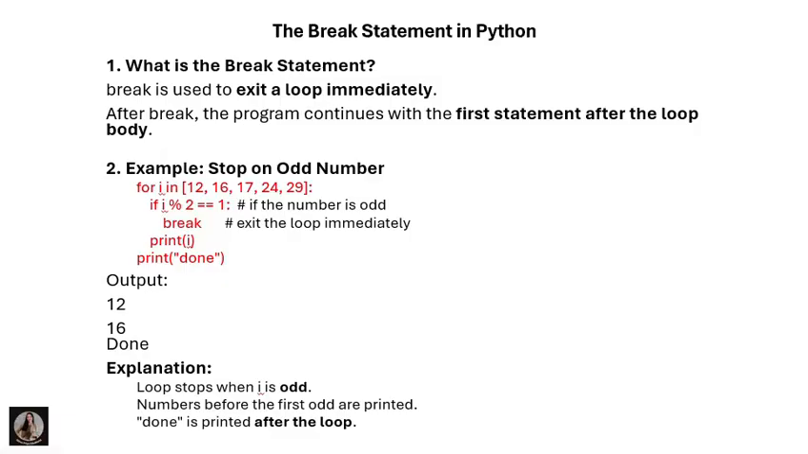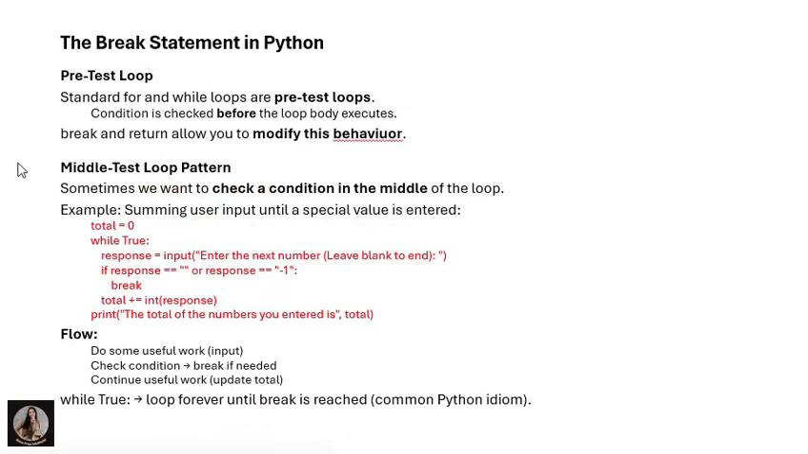Very simple, right? And we have 3 types of loops here: pre-tested, middle-tested and post-tested loops. Standard for and while loops are pre-tested loops. The condition is checked before the body of the loop executes, which is called a pre-tested loop. And break and return allow you to modify this behavior. I can use break and return to modify this behavior as well.